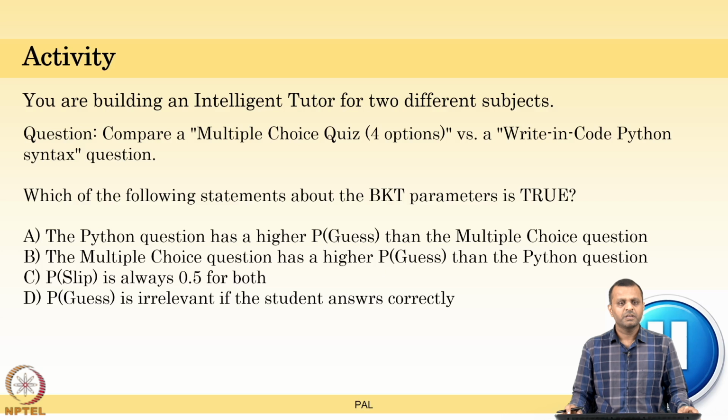For example, a Python question has a higher guess than a multiple choice question. Or the multiple choice question has a higher guess value compared to the Python question. The slip is always 0.5 for both. The guess parameter is irrelevant if the student answers correctly. Think about the 4 options and select one, then continue to watch.